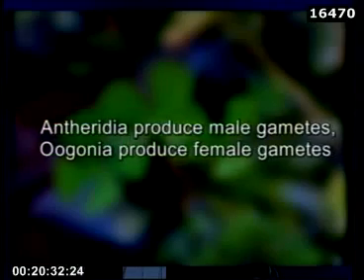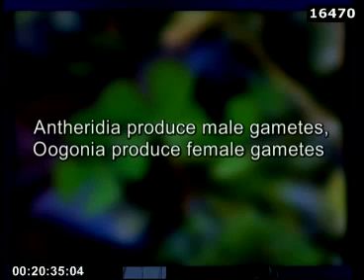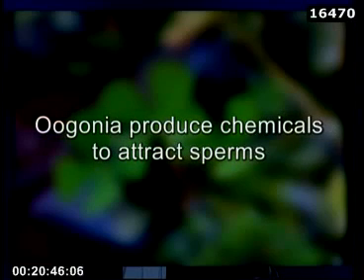Now we will discuss the fertilization of oedogonium. In oedogonium, the male and female gametes are produced by antheridia and oogonia. It is said by recent investigation that the oogonium produces certain chemical substances which attract the sperms. The attracted sperms remain in search of the egg, which they finally reach and penetrate into the egg cell.